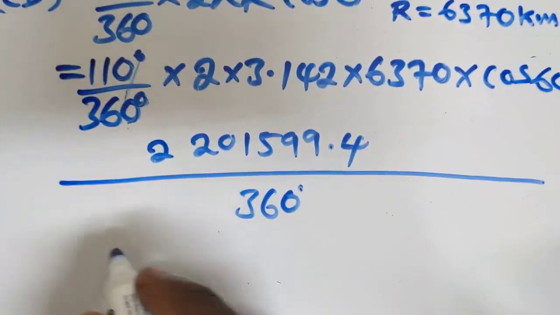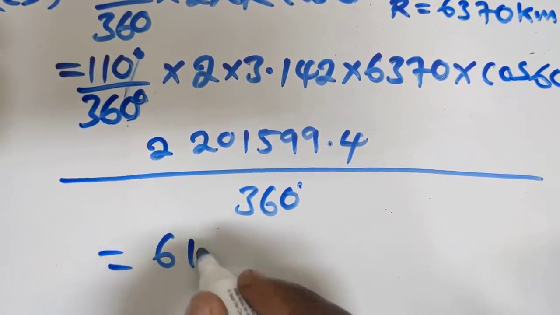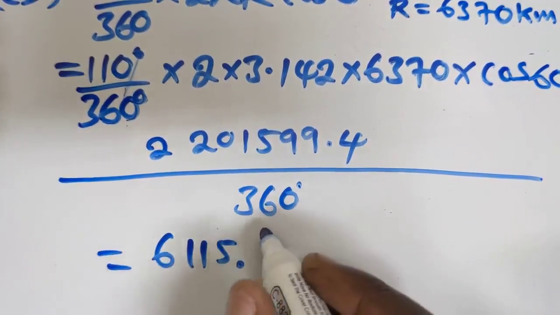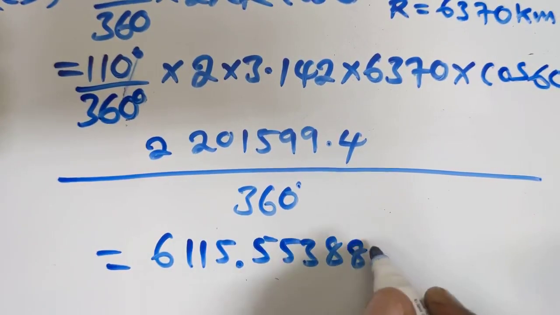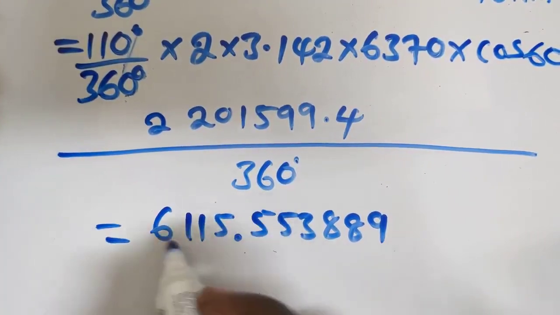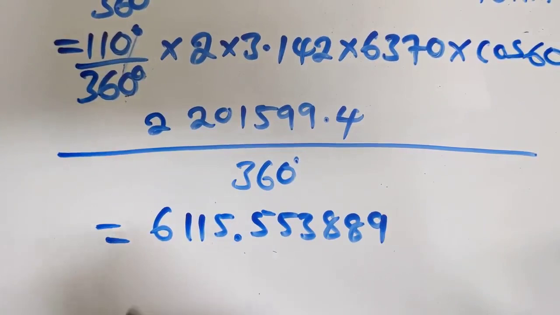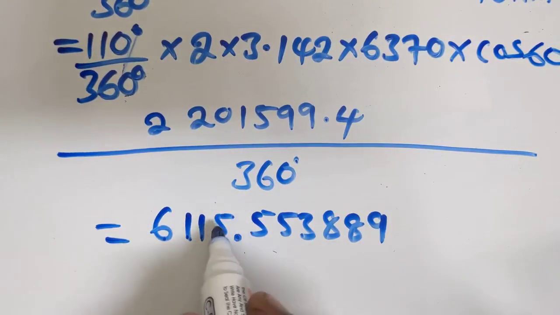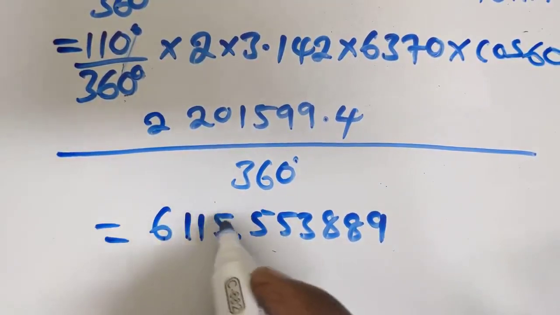So you find that the answer is 611,553,889. When you divide by 360, the answer is going to give you this one. Now we said that you round it off to 3 important numbers, 1, 2, 3. Then this one is 5 and above, so it is 5.